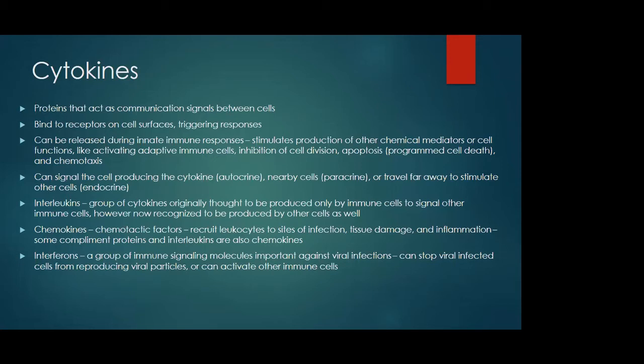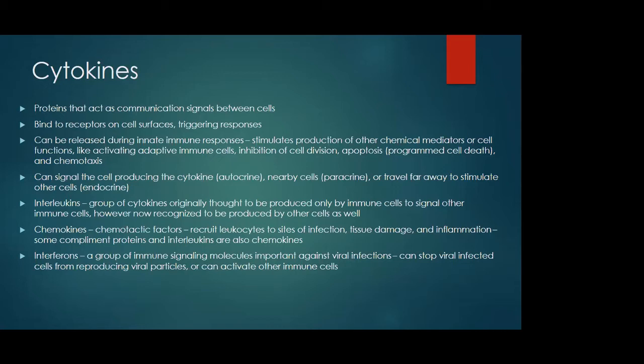Or it can cause chemotaxis. Chemotaxis is essentially the trafficking of cells, like our immune cells, to areas of infection in the body, right? They have to know where to go. And in order to know where to go, they have to have some sort of chemical signal. And that chemical signal can be from cytokines and chemokines.